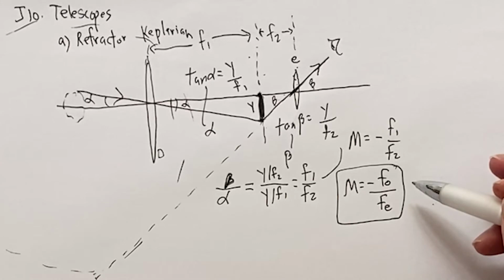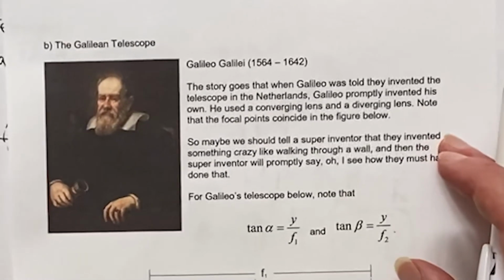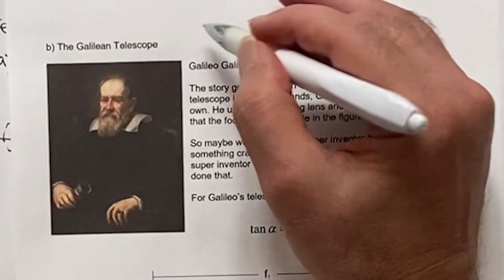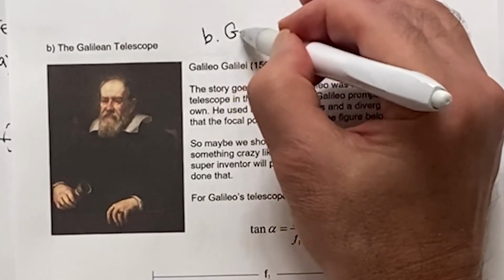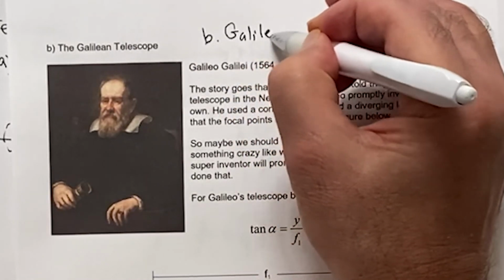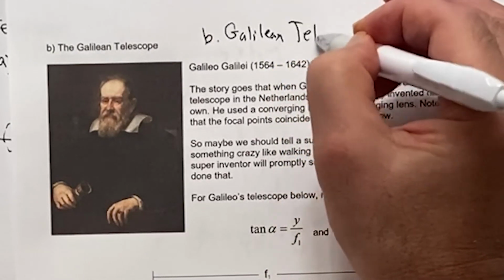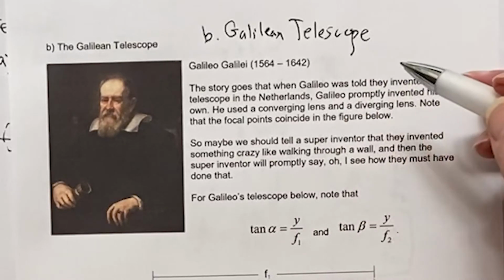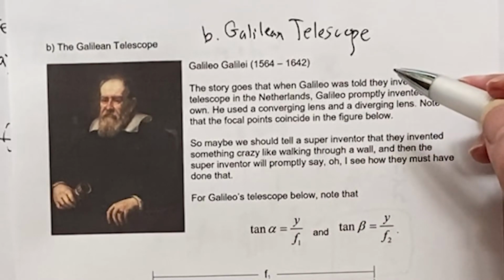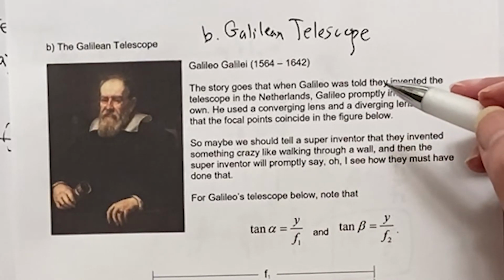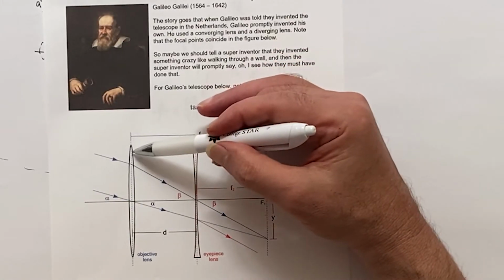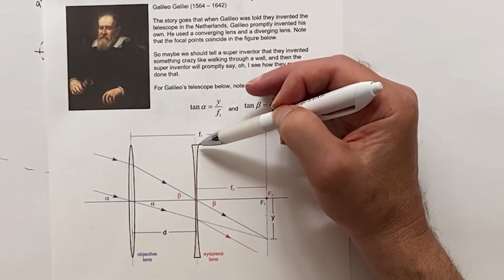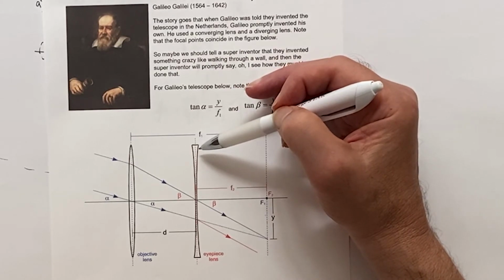Now, let's look at Galileo. So this is B, the Galilean Telescope. The telescope was discovered in the Netherlands. The story goes that Galileo was told they invented it and he promptly made his own. And the one that he made was very interesting. He had a converging and a diverging lens. We'll look at that in a second.